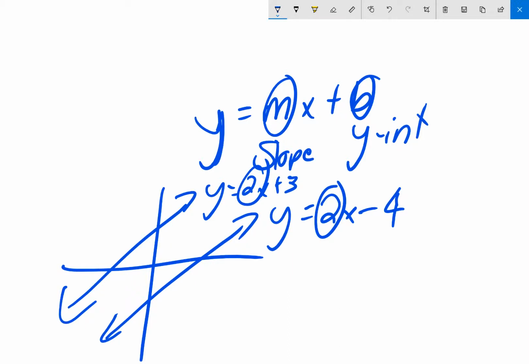They're both going the same direction, up 2. But they have different y-intercepts. One's at positive 3, the other's at negative 4. But they'd be parallel lines.